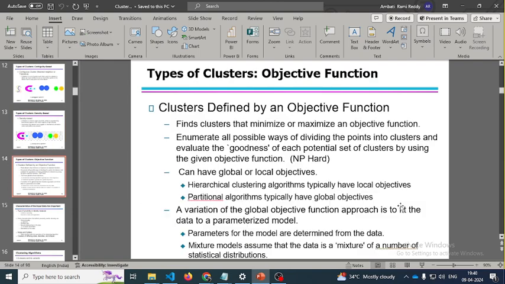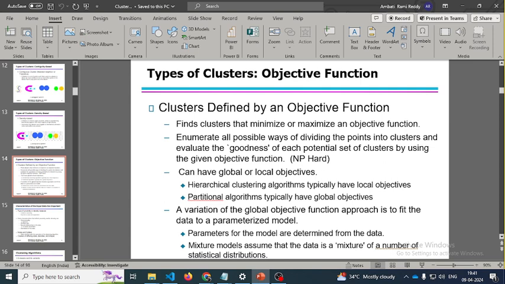The next one is objective function. If you want, you can define your own objective function. Instead of going for centroid based or medoid based techniques, you try to form clusters based on your objective function. You find the clusters that maximize or minimize the objective function, using some technique to form your own clusters. You may go for global objectives or local objectives, anything is fine.